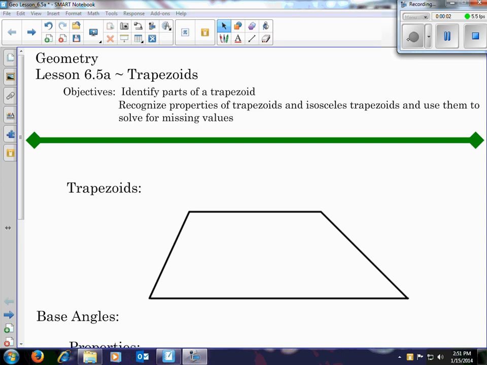Alright guys, welcome to section 6.5. Today we're just going to do trapezoids. Tomorrow we will do kites. First thing I want to point out on trapezoid.